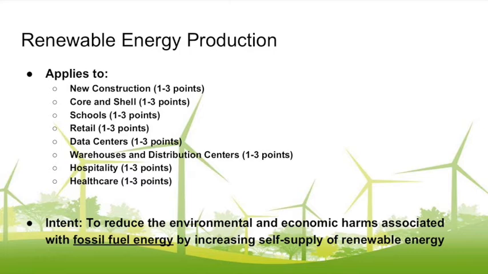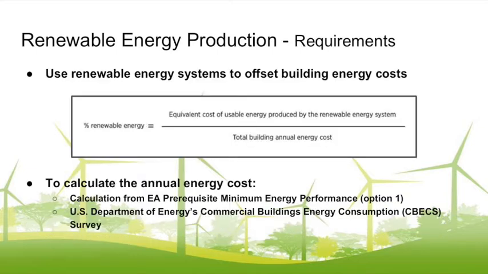This credit applies to new construction, core and shell, schools, retail, data centers, warehouses and distribution centers, hospitality, and healthcare. The intent is to reduce the environmental and economic harms associated with fossil fuel energy by increasing self-supply of renewable energy. Requirements. Renewable energy systems are used to offset building energy costs.